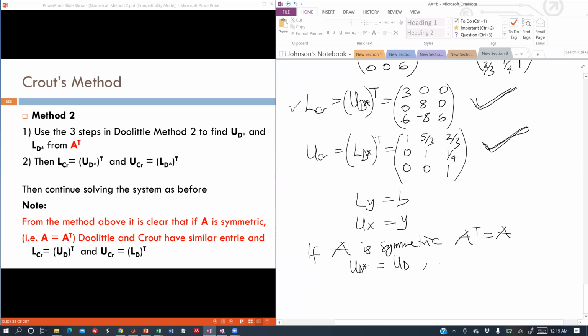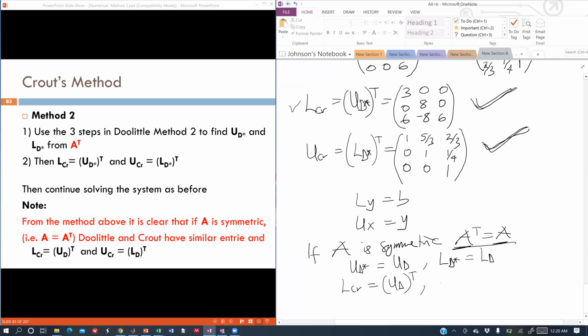In the same way, the LD star will be the same as the actual LD, that is the Doolittle. The Doolittle star will be the same as the Doolittle itself. And then the upper triangular of the Doolittle star will be the same as the upper triangular of the original Doolittle. In the same way, the lower triangular of the Doolittle star will be the same as the lower triangular of the original Doolittle, because A and its transpose are the same. And in that case, we can say that the lower triangular of the Crout is actually the transpose of the Doolittle original.